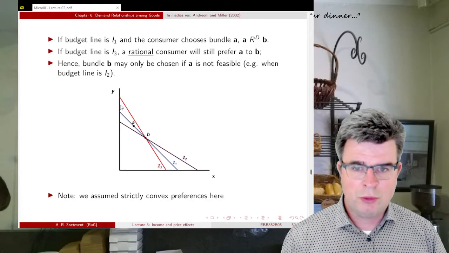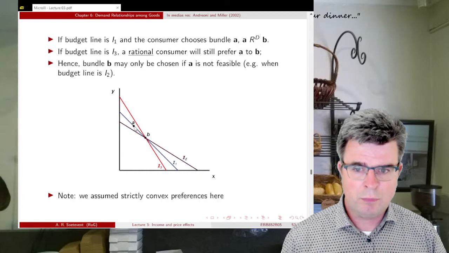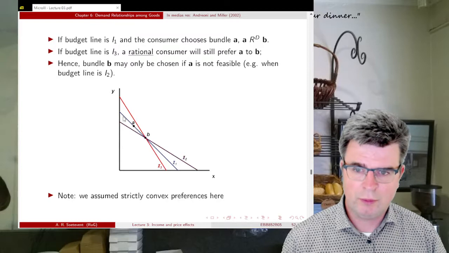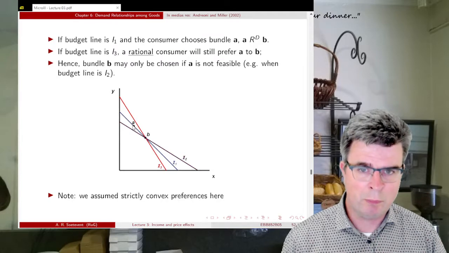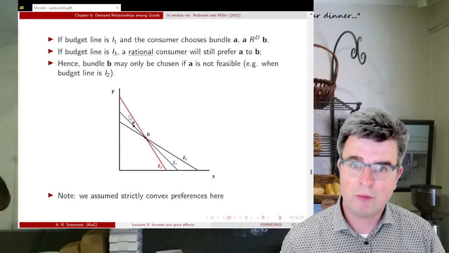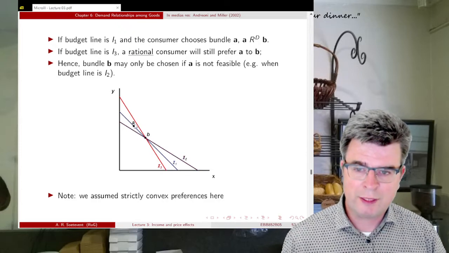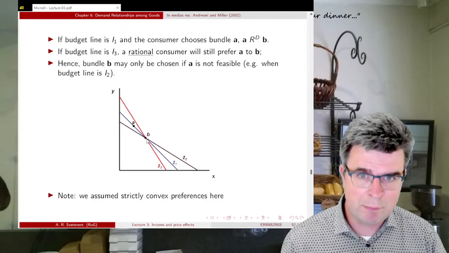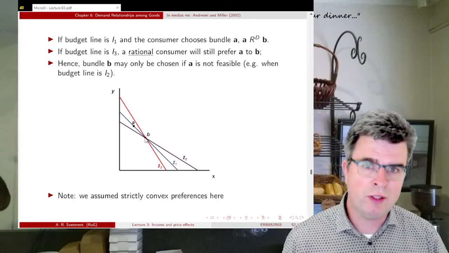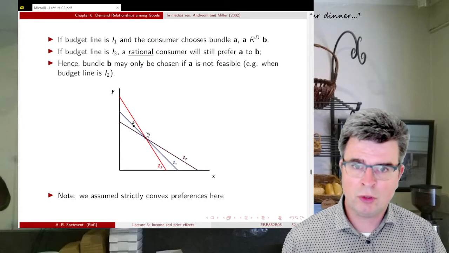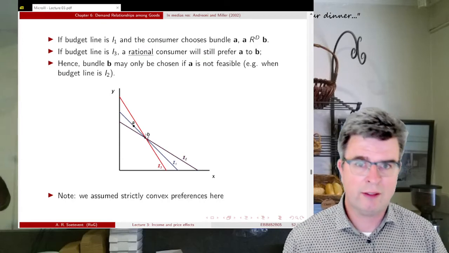A rational consumer then should still prefer bundle A over bundle B, because at the original budget line I1, where bundle A and bundle B were equally expensive, he already preferred bundle A. Now, given the new prices, bundle A is cheaper than bundle B. Then he definitely should prefer bundle A over bundle B. Any other choice would mean that he is not acting rationally.